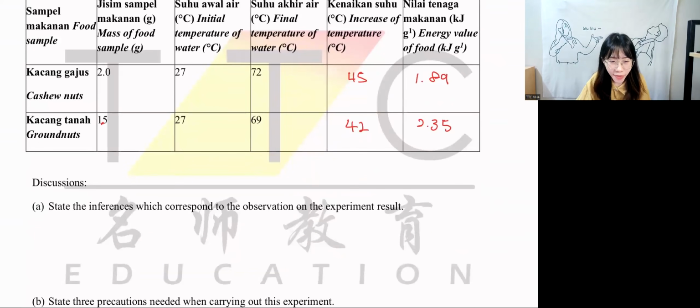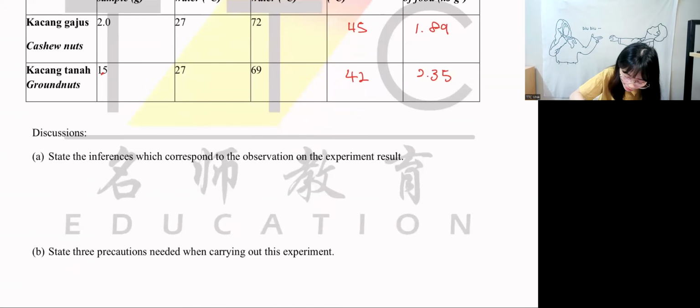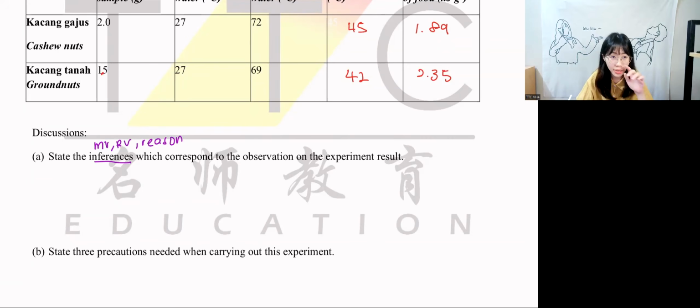Next, state the inference, which is a response to the observation on the experiment result. Just now you learned, right? How do we write the inference? Your inference needs to include MV, RV, and reason. We can choose the highest or the lowest one to write. You can write cashew nut, you can write groundnut. We choose the highest energy value, easier to explain. So groundnut has the highest energy value. Why? Because more heat is released when groundnut is completely burnt.